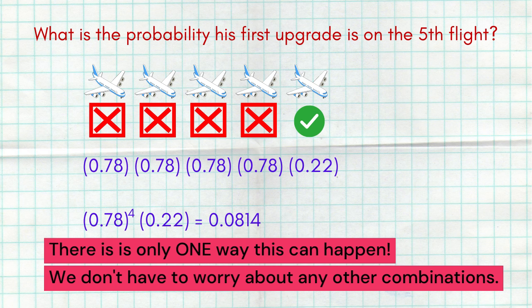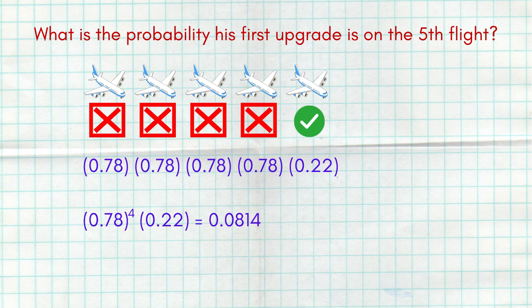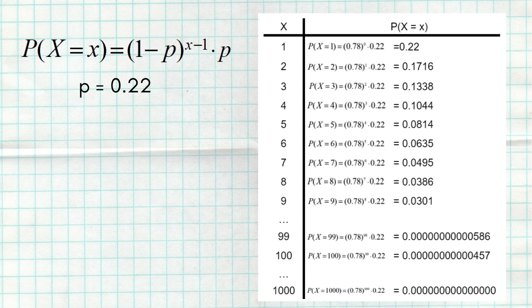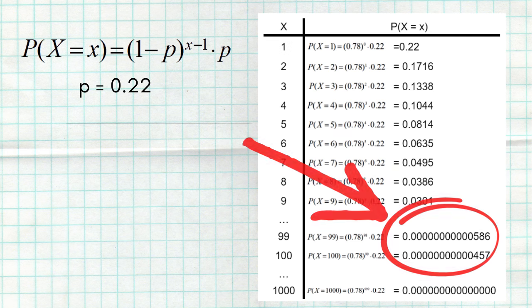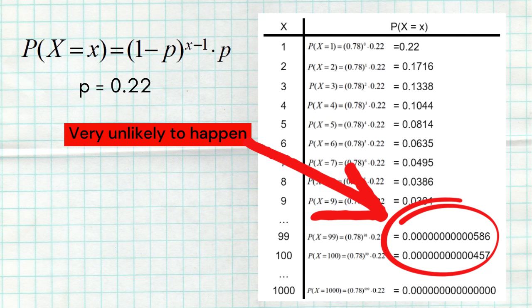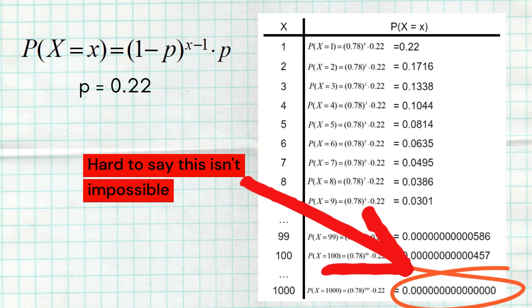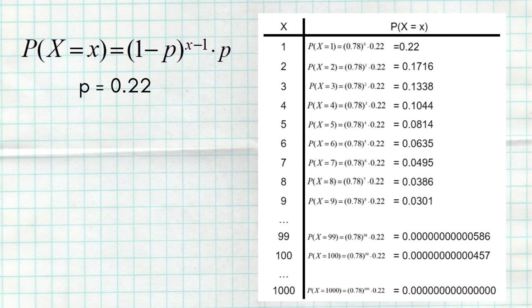Now there's only one way this can happen. That's it. If he wants his first success to be on the 5th flight, there's no combinations. There's no, well, it could happen this way or it could happen that way. No, there's only one way it can happen. Fail, fail, fail, fail, success. Now here is the probability distribution for X, or at least the start of it. But what we do see here is that as the value of X, the trial of the first upgrade, gets higher and higher, it becomes less and less likely, to a point where it still is not zero. It'll never ever be zero, but it basically becomes impossible.